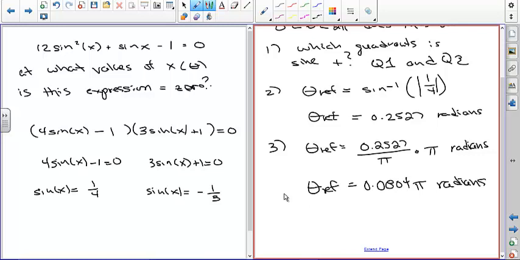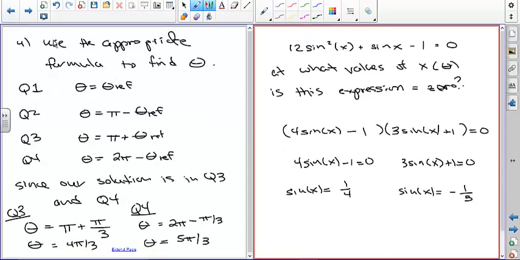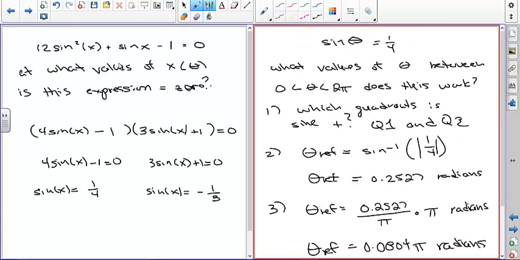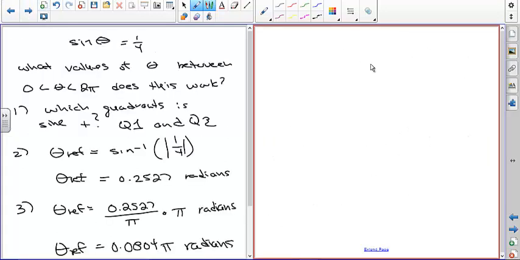Okay, so the fourth step is to use the appropriate formula. Since it's in the first quadrant and the second quadrant, one solution is just the reference angle. So this is the first quadrant solution.